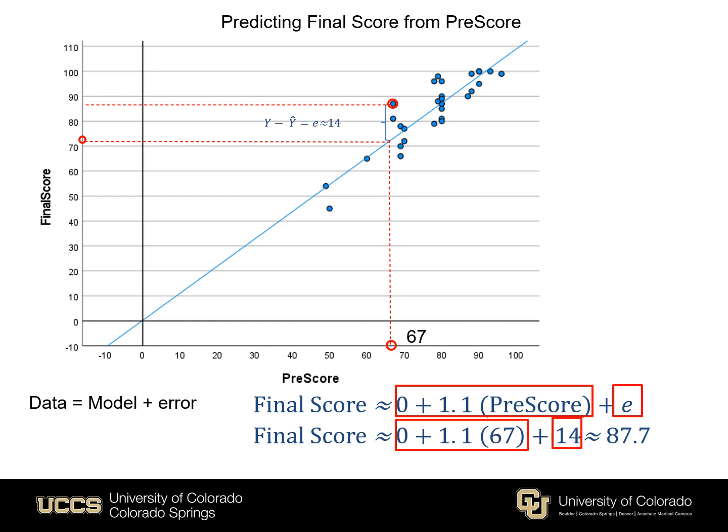So the purpose of this slide is just to do a little bit more conceptually in terms of the decomposition of the data into a model part and an error part, where 87.7 is the actual data for this person. 73.7 is the model-based prediction of what their dependent variable value would be. And 14 is the error, or the difference between what the data actually are and what the model would predict.